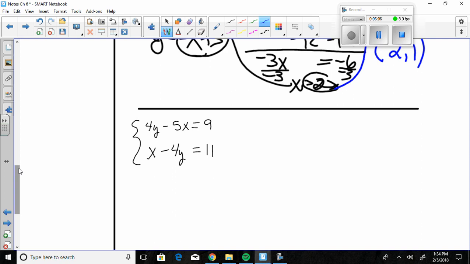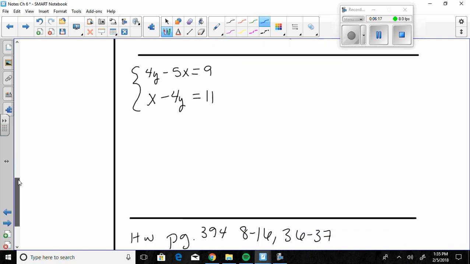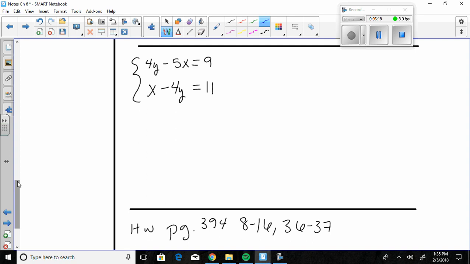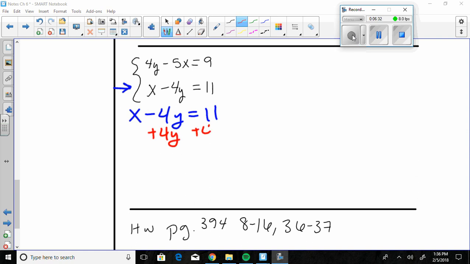Okay, so for our last one here, 4y minus 5x equals 9, and x minus 4y equals 11. The only one that we have that has a coefficient that's 1 is in the second equation, and that's our x. So we're going to go ahead and do that. Solving for x, we add 4y to both sides, and we get x is equal to 4y plus 11.